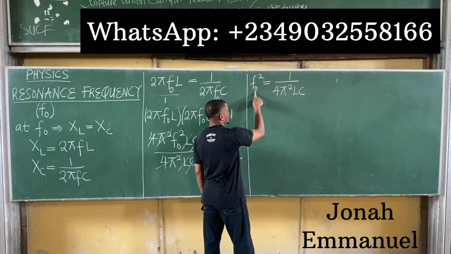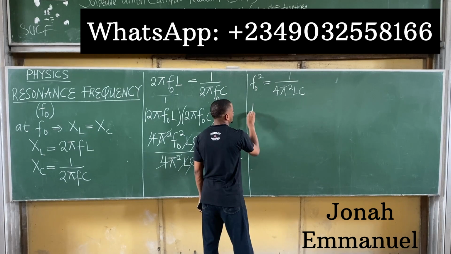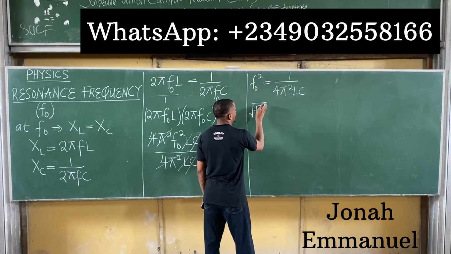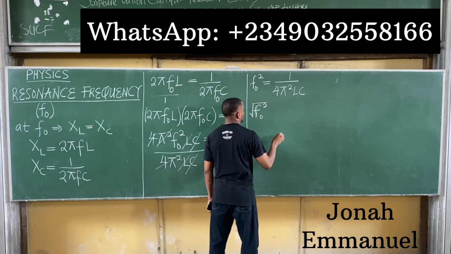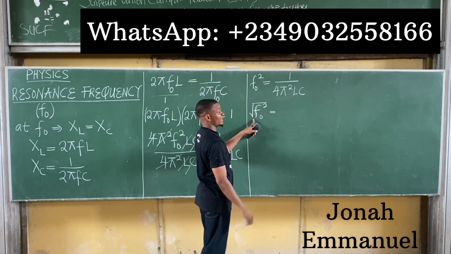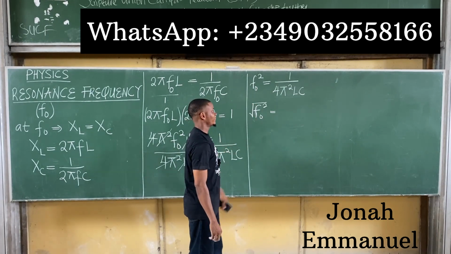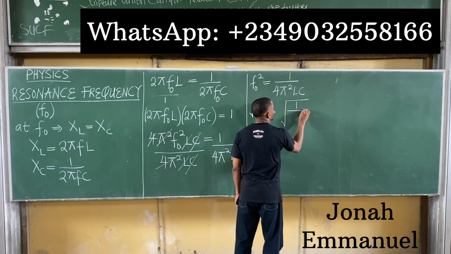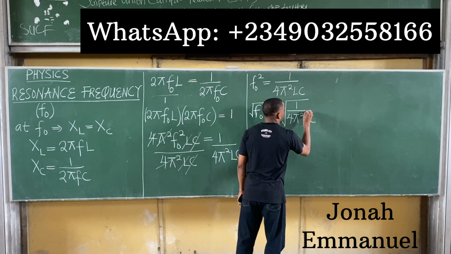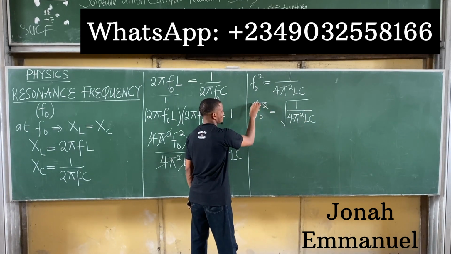Obviously, to get F naught, I'd have to take the square root of both sides. Take the square root of this becomes the square root of small f naught squared is equal to, of course, capital F there means force. For frequency, we use small letter f. So square root of this one here, 1 all over 4 pi squared LC. I have this. In this case here, square cancels square root.